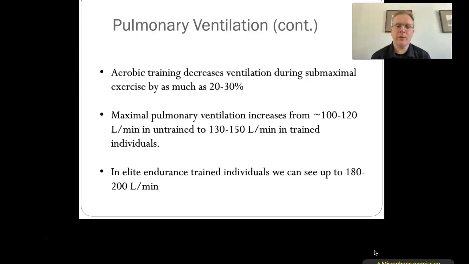Okay, so maximal pulmonary ventilation increases from around 100 to 120 liters per minute that we're bringing in, that overall volume of air, to 130 to 150 liters per minute in trained individuals. In elite endurance trained, we could see 180 to around 200 liters per minute. So I just think it's unfair at that point. They're really taking in a lot of air and then definitely a lot of oxygen at that point.